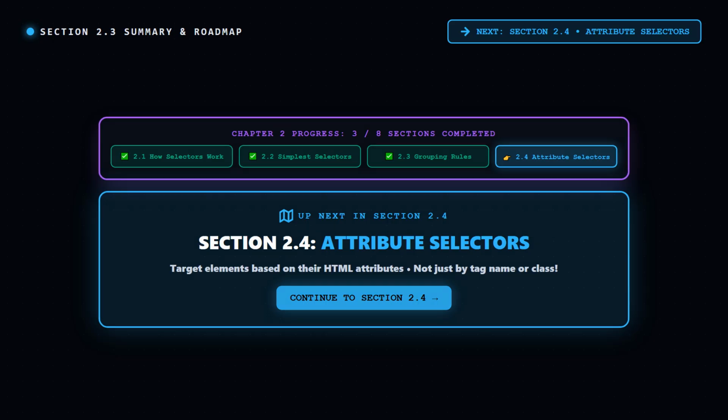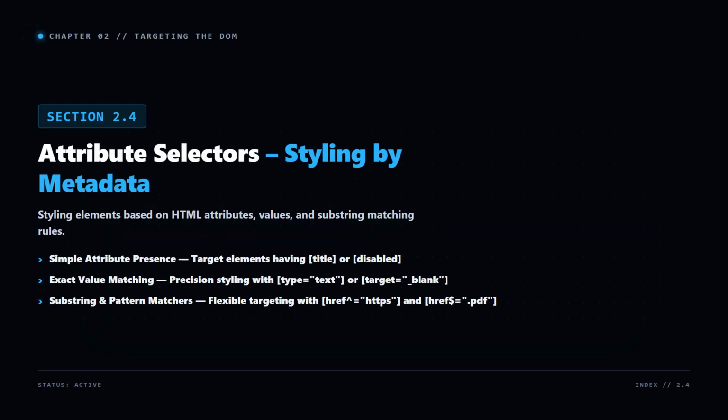Now you're ready for attribute selectors, a way to target elements based on their attributes, not just their name or class. Section 2.4. Attribute selectors, styling by metadata.